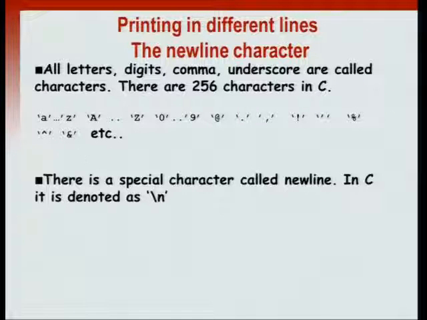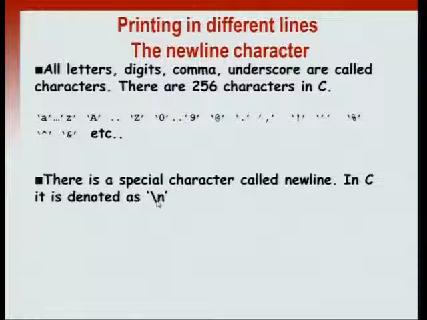Now in addition to this, there are certain things called special characters. So there is a special character called new line. In the C programming language, it is denoted as \n. Okay, so notice that there are two kinds of slashes, forward slash and backward slash on your keyboard, and the new line character is denoted as \n. Okay. So even though it is a single character, it is denoted by two letters.